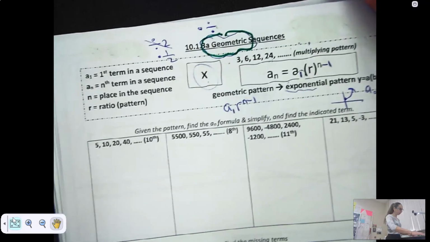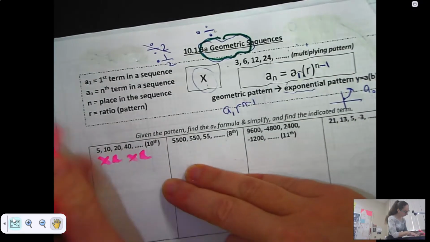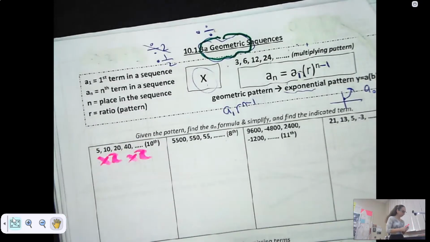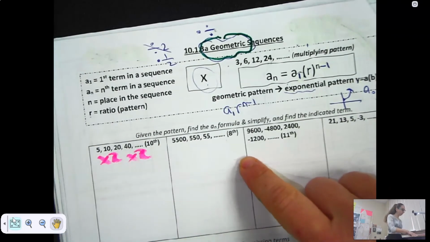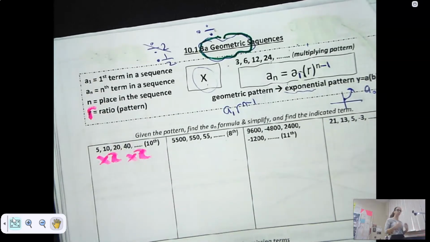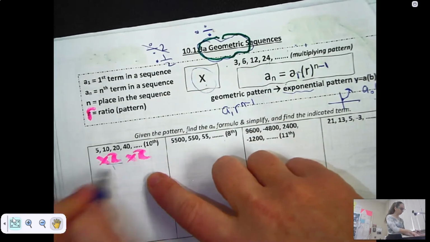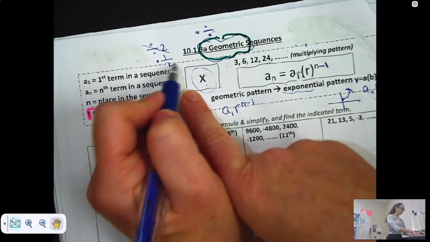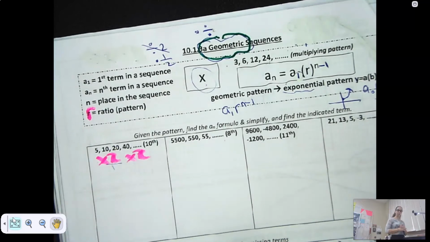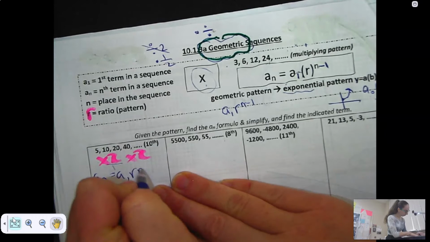Okay. All right, so let's do this. We notice the pattern is times 2 times 2. That's a pretty 2. You're welcome. So that is my R. That is my ratio. Okay, a ratio is like a fraction. And so in a sense, when you multiply by 2, you're technically multiplying by 2 over 1. Or when you multiply by 1/2, that's already a fraction. Okay. So then I'm going to write down the formula so that I can memorize it.